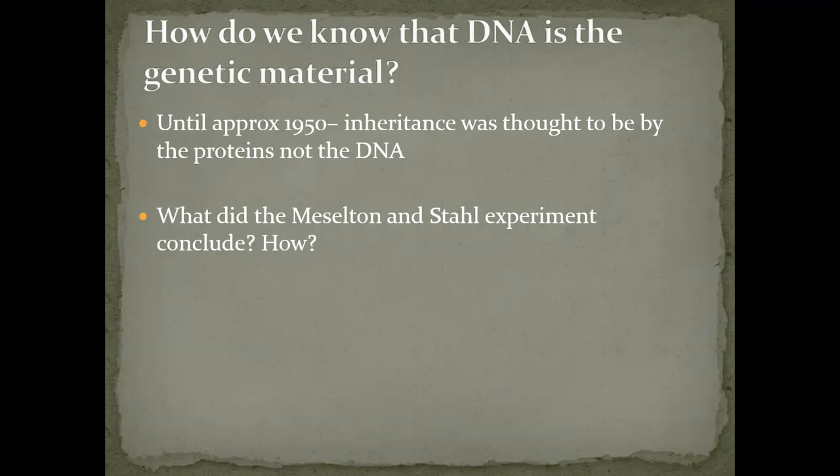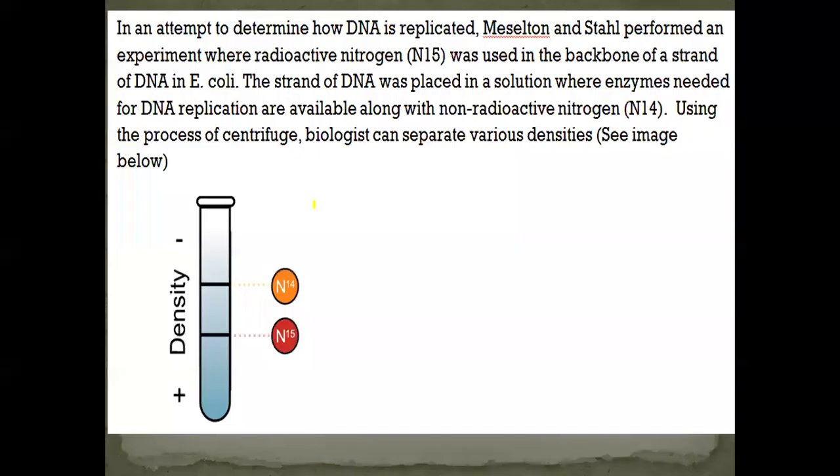It's interesting because up until 1950, we were still unsure of what the genetic material was, what gets passed down. People thought it was protein, some thought it was DNA. One big experiment that we need to make sure you feel okay with is the Meselson-Stahl experiment. Basically, they talk about heavy versus light nitrogen.